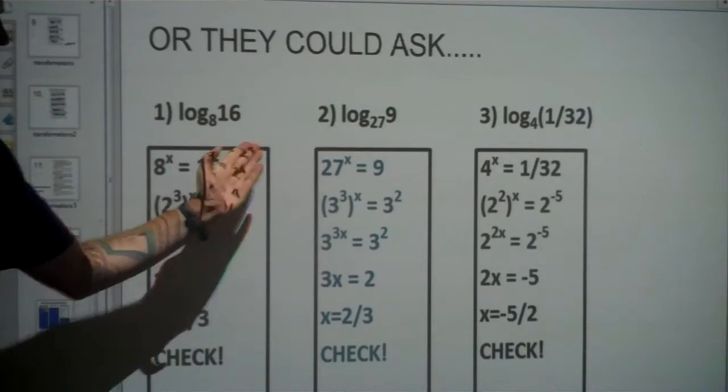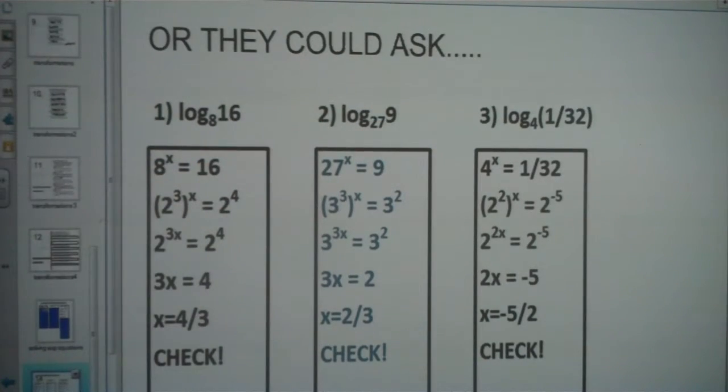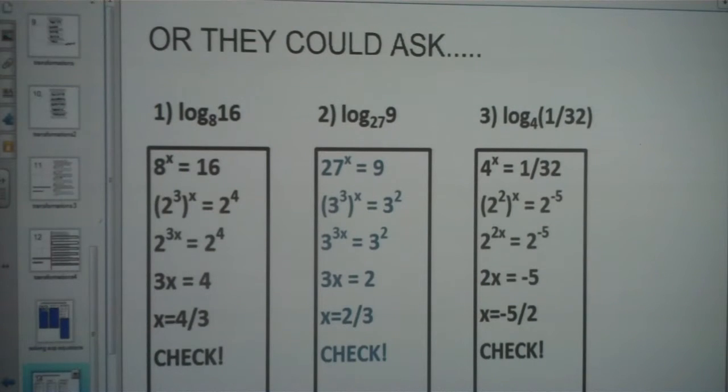They could ask you to solve an exponential equation, or they could ask you to solve a log equation, and essentially those two things are the same. However, it's easier to solve an exponential equation, which is why we try and change the form of that to go ahead and answer that.